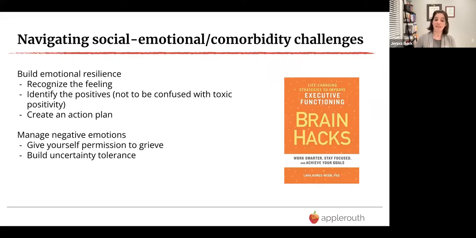And lastly, managing negative emotions. Give yourself permission to feel those negative emotions. We've all had a really hard couple of years and it's hard being a kid anyway. So give yourself permission to be sad, to be bummed that you did not make the school play. It is a horrible feeling. And then give yourself room to build an uncertainty tolerance. Do something else that you're not sure what's going to happen, right?